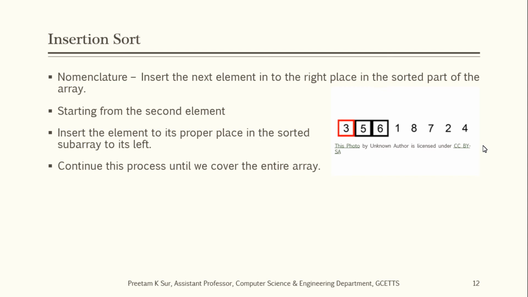If you look at this example, you will understand. So this 3, 5, 6 is now in sorted order. The next element is 1, which is going to be inserted prior to 3, right? For inserting, we have to shift the already sorted elements where we are going to insert the element. We have to shift the elements to the right by one place, right? This is how the insertion is done, as you can see in the animation.